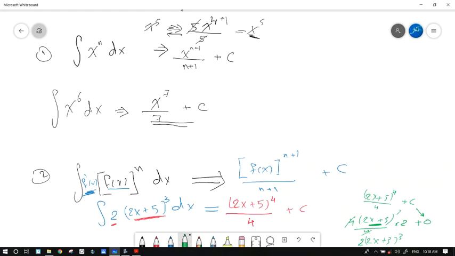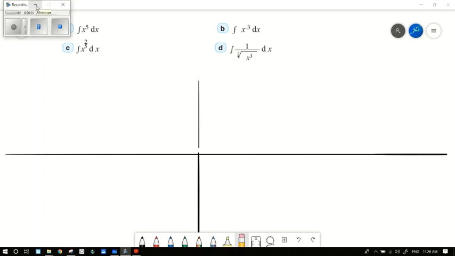Let's move to examples. Okay, let's start solving some examples on what we have already taken. And remember that when I want to integrate a term like this with respect to x, I have to increase the power and divide by the new power.